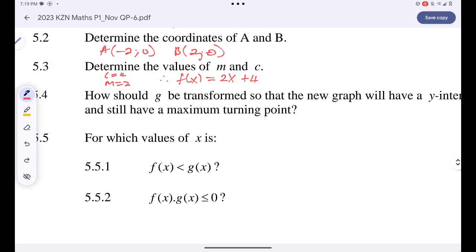That will only be possible if our graph is shifted 6 units down.